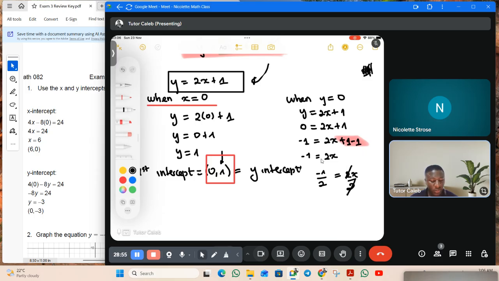That means that you're going to have the x coordinate here as minus half, and the y coordinate as 0. So this now will be your x-intercept. We're getting a little bit more into the algebra. So minus half and 0 will be your x-intercept.